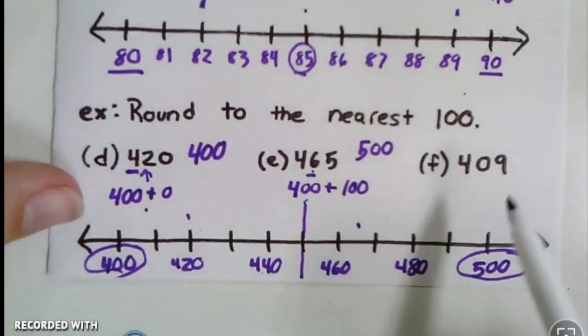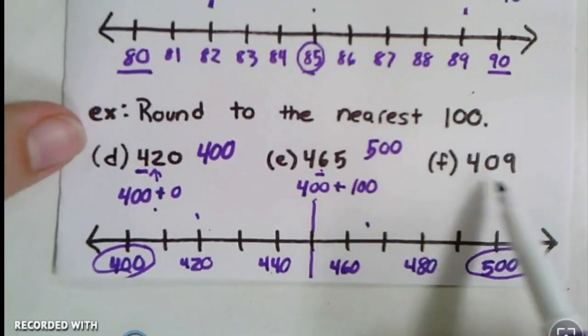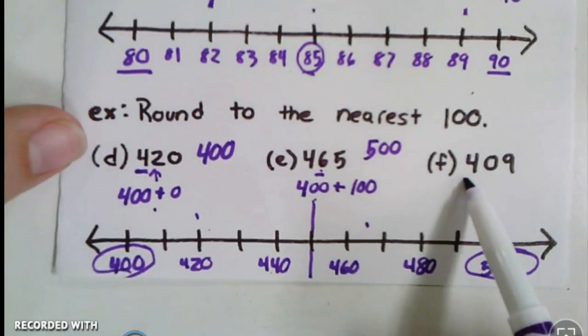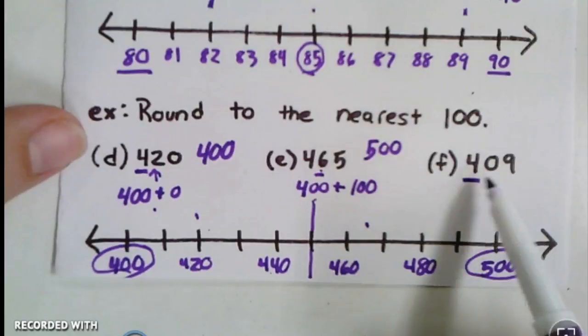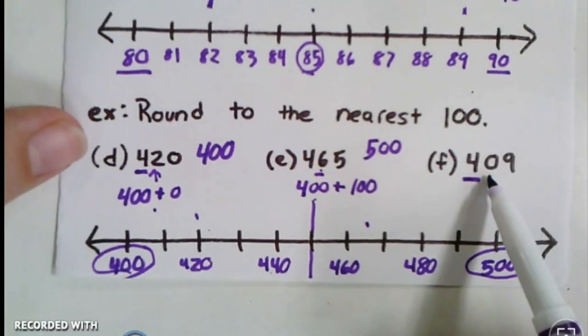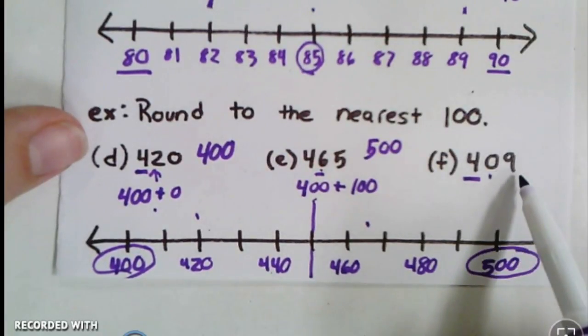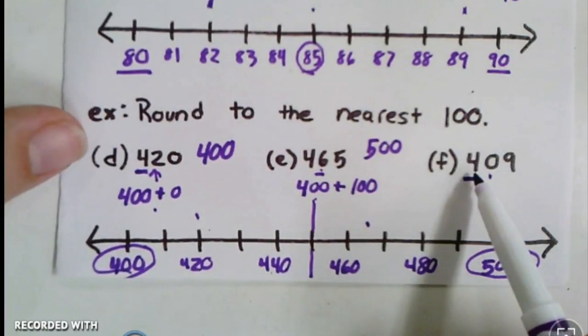Here's our last example. Here I have 409. I'm rounding to hundreds, so I'm going to look at the place next to it. And what do I see right here? A 0. Oftentimes students see this 9 and they think that that means they should round this up to 500.